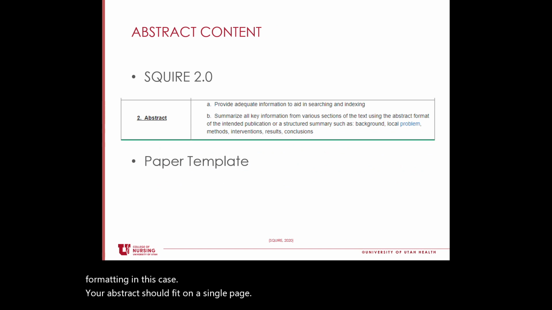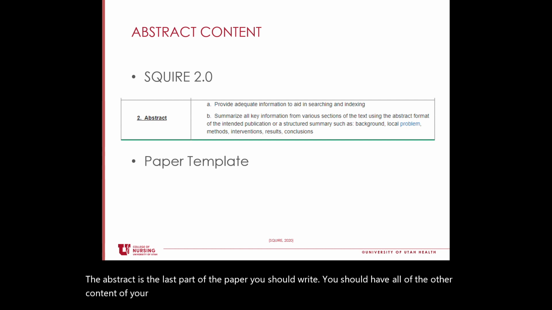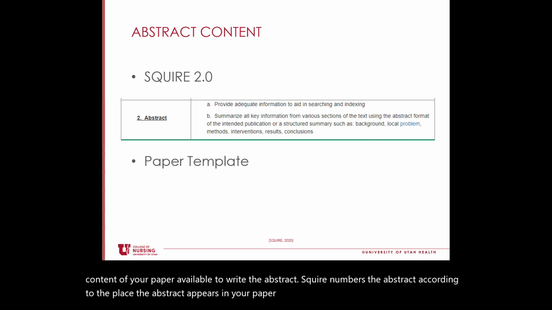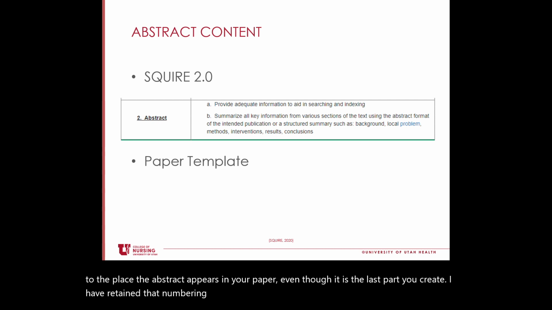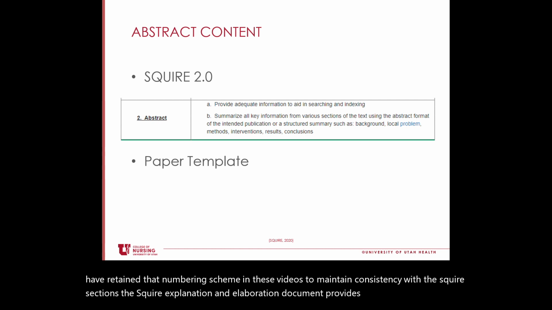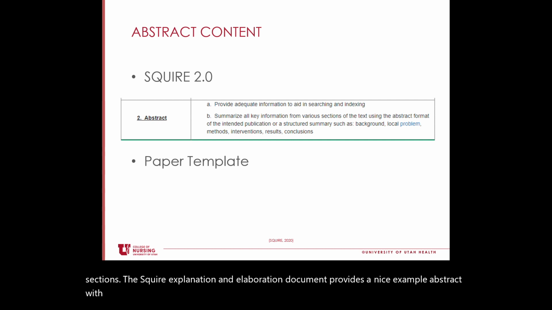The abstract is the last part of the paper you should write. You should have all of the other content of your paper available to write the abstract. Squire numbers the abstract according to the place the abstract appears in your paper, even though it is the last part you create. I have retained that numbering scheme in these videos to maintain consistency with the Squire sections. The Squire explanation and elaboration document provides a nice example abstract with additional instructions.